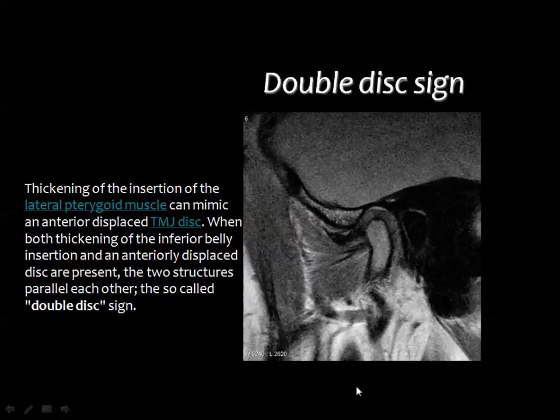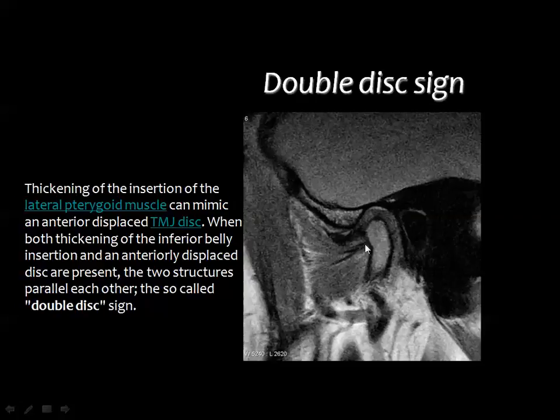Sometimes you can see the disc dislocated anteriorly, like this one. You see this disc is in an abnormal location. It is not located between the head of the mandible and the articular eminence, and that is what we call anterior displacement of the disc.